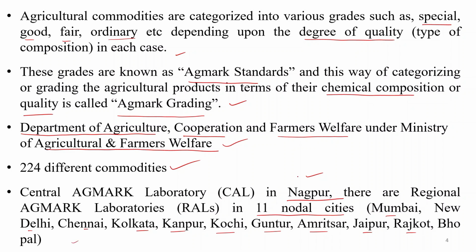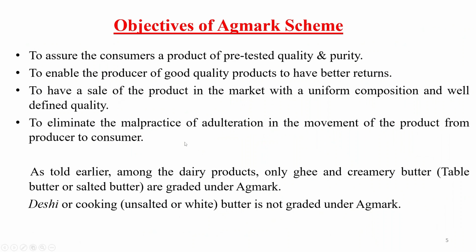So if a field staff of DMI is collecting a sample from the market, then the sample will be sent for testing to the nearest AGMARK lab, like Mumbai, which will be the nearest one to where the sample is collected. Now there are 4 major objectives of the AGMARK scheme.